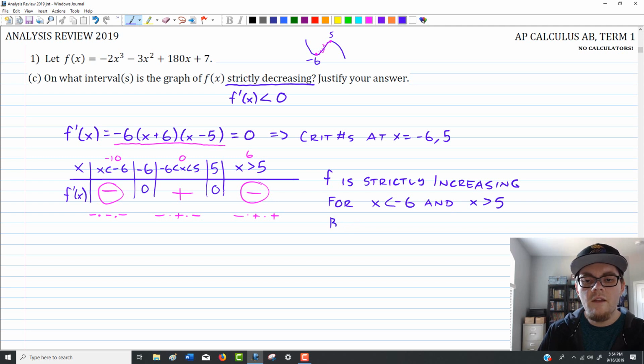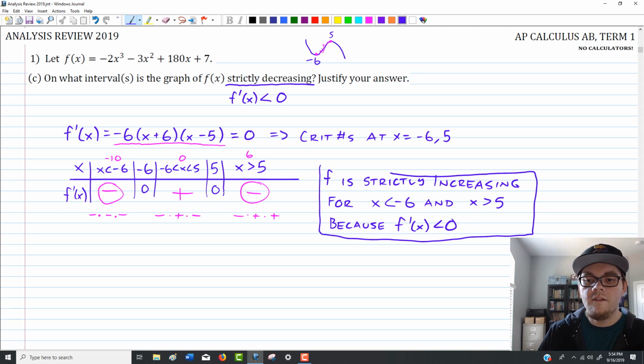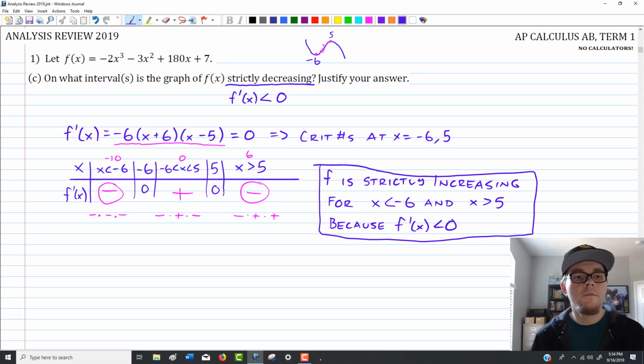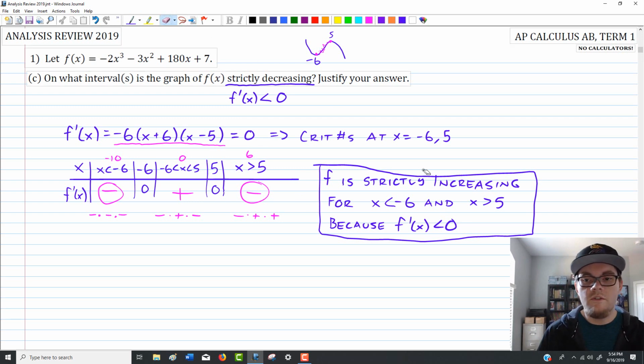And then to justify our answer, we can do that by setting the definition. We'd say because f prime of x is less than 0. And there is our explanation. Our complete analysis has been done. So again, pretty basic stuff. If we were doing strictly, oh, I wrote strictly increasing. I'm supposed to write strictly decreasing. You can see I am at my sharpest today.